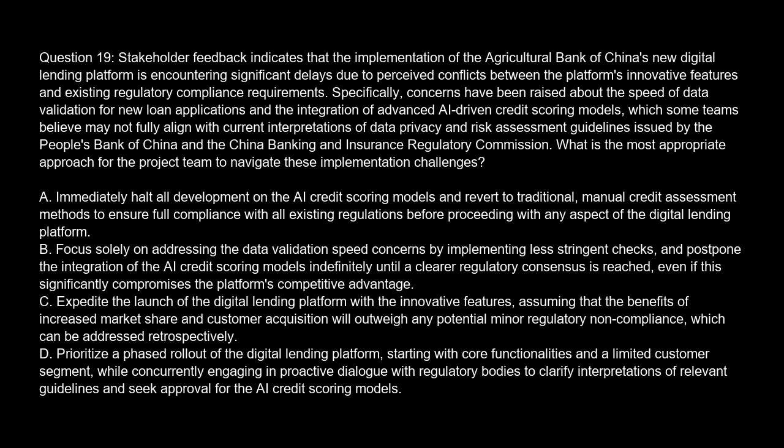advantage. Option C. Expedite the launch of the digital lending platform with the innovative features, assuming that the benefits of increased market share and customer acquisition will outweigh any potential minor regulatory noncompliance, which can be addressed retrospectively. Option D. Prioritize a phased rollout of the digital lending platform, starting with core functionalities and a limited customer segment, while concurrently engaging in proactive dialogue with regulatory bodies to clarify interpretations of relevant guidelines and seek approval for the AI credit scoring models.